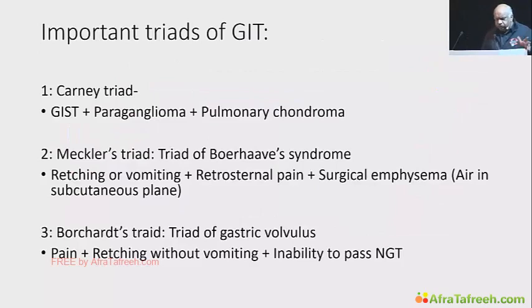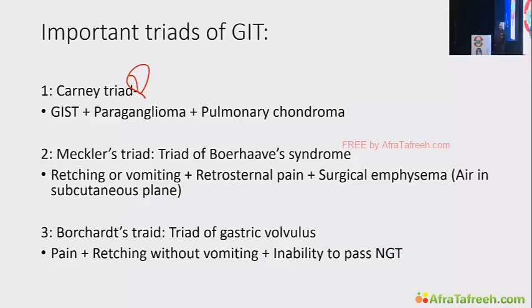Okay? The last part, some triads of GIT, I'll just quickly go through them. Carney's triad, this is a very important triad. Remember this? GIST, paraganglioma, and pulmonary chondroma. Not pulmonary chordoma as given by misprinting in some guides. Pulmonary chondroma, not chordoma. Okay?